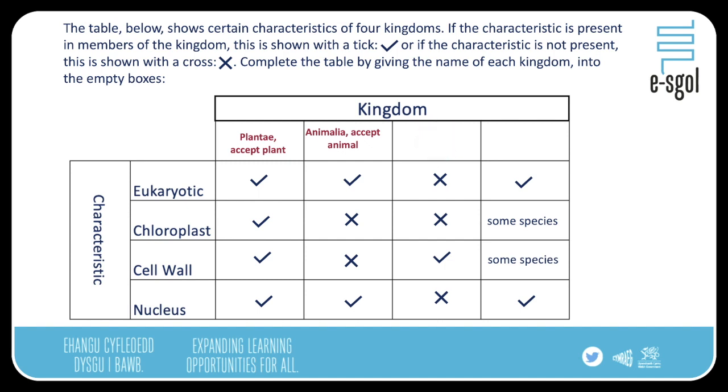Box 3. Eukaryotic, cross. Chloroplast, cross. Cell wall, tick. Nucleus, cross. The answer is prokaryote, but the examiner will accept prokaryotic. Box 4. Eukaryotic, tick. Chloroplast, some species. Cell wall, some species. Nucleus, tick. The answer is Protoctista, but the examiner will not accept fungi or prokaryotic.